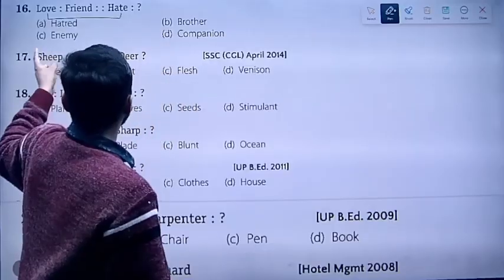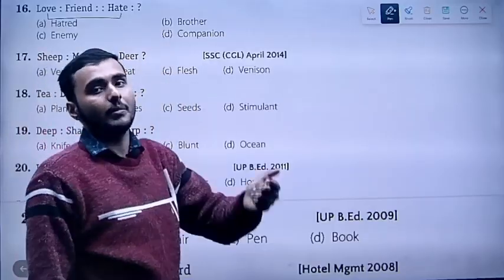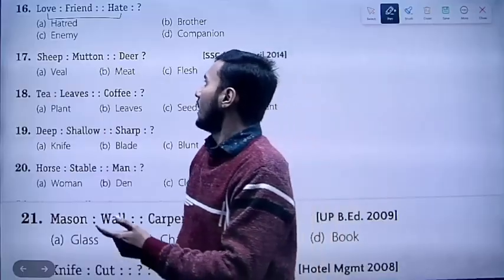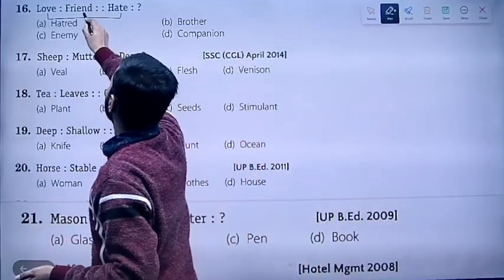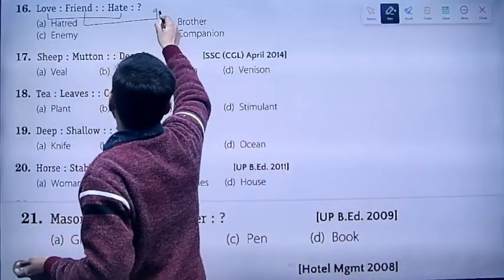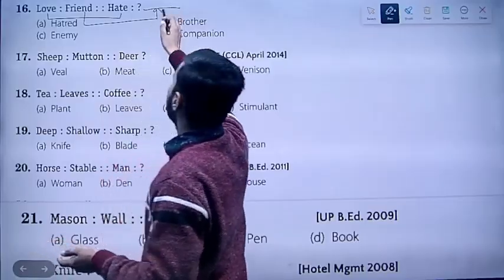So love and hate are what? They are opposite, or antonyms, of each other. So we have to find what friend is equal to, and this will be our answer.